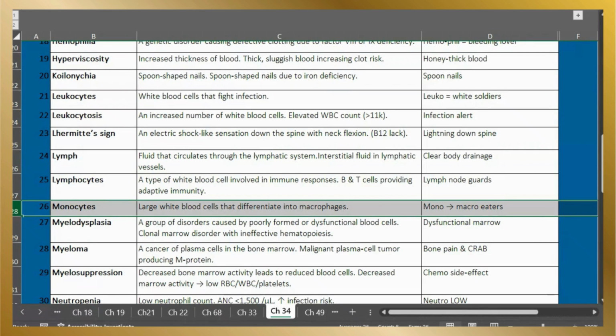Monocytes, large blood cells that differentiate into macrophages. Mono means macro, the eaters. So they engulf and digest pathogens and dead cells. So we know that this type of white blood cell becomes macrophages, which engulf the pathogen.